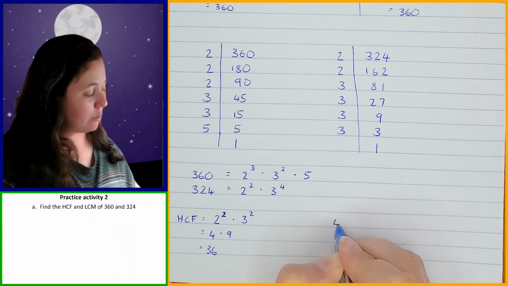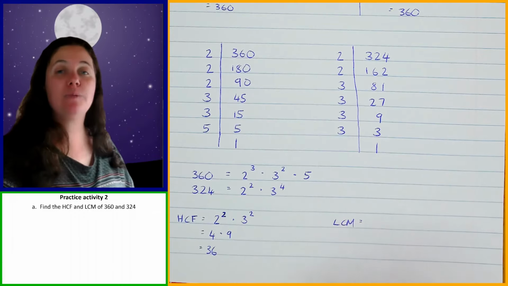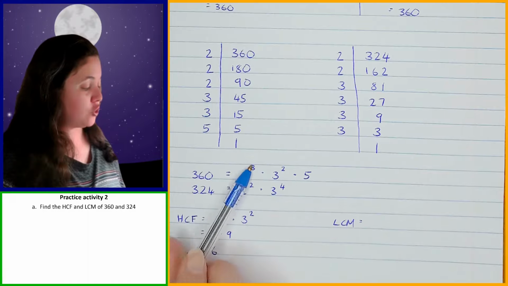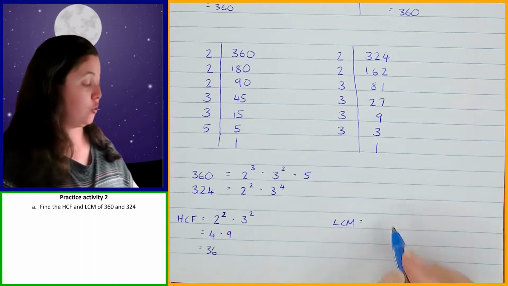Then the lowest common multiple, now you're going to be using all the factors and you're going to be using the highest exponents. So for the 2's, I'm going to be having 2 cubed.